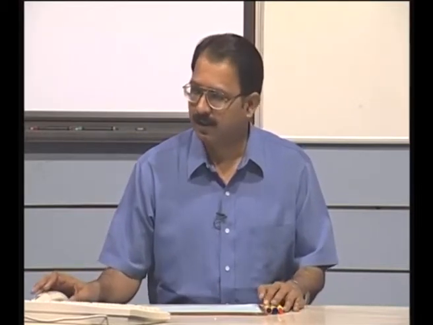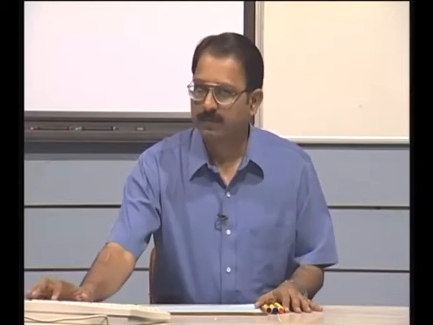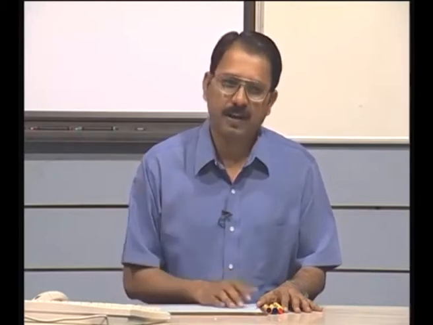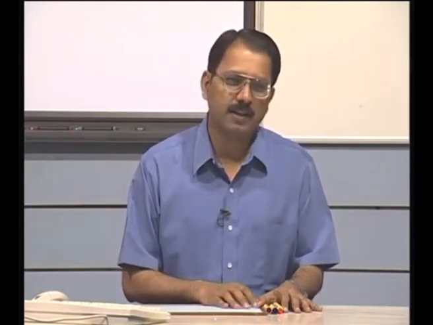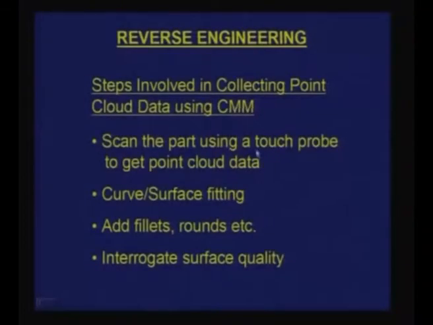I can either use a CMM or also use a laser scanning or a white light scanner to do this. Like let's take the first aspect. Suppose I am using, let's say, a coordinate measuring machine, a CMM, for collecting the data points. So you scan the part using a touch probe, which is a part of a CMM system, to get point cloud data. Now we are calling it point cloud data here.